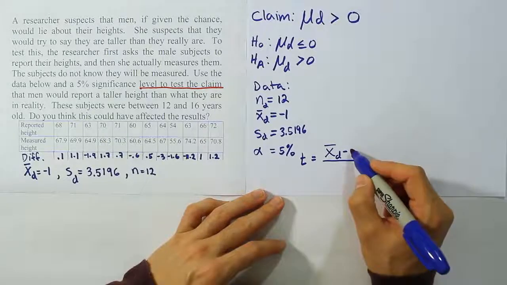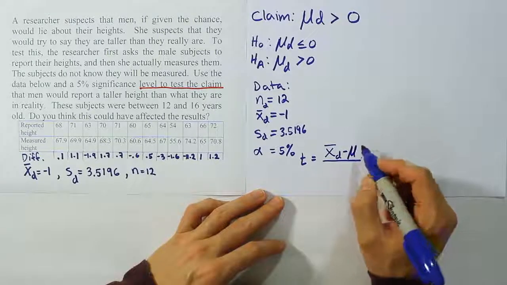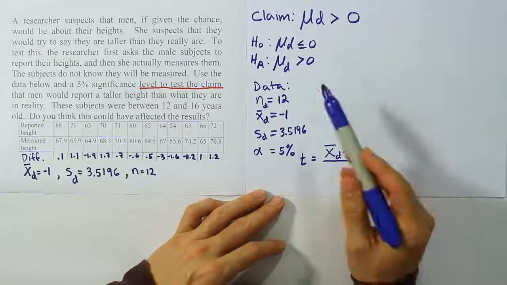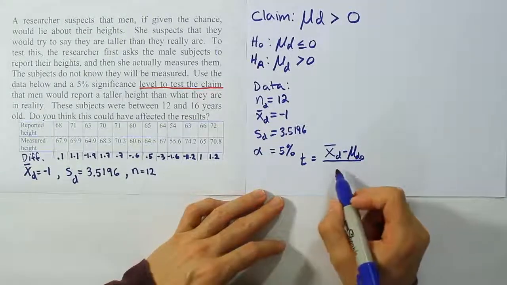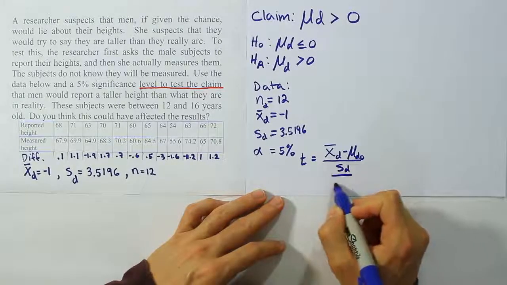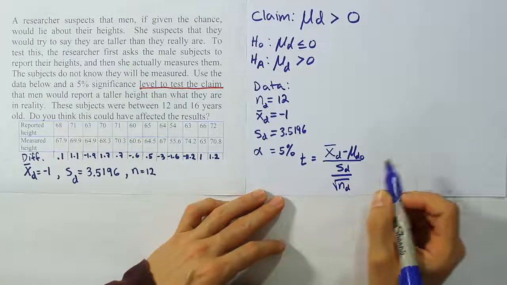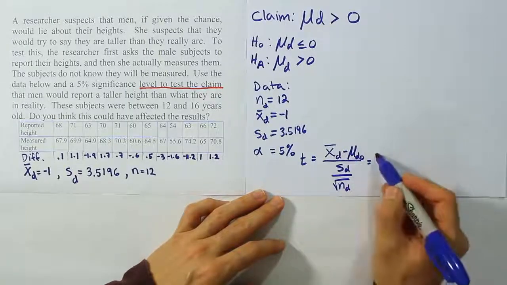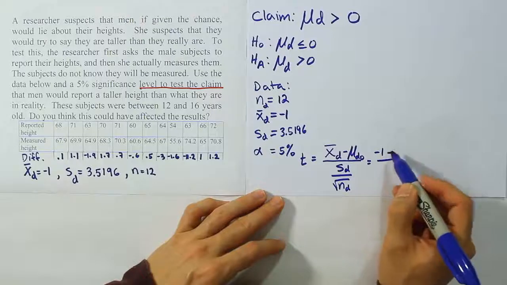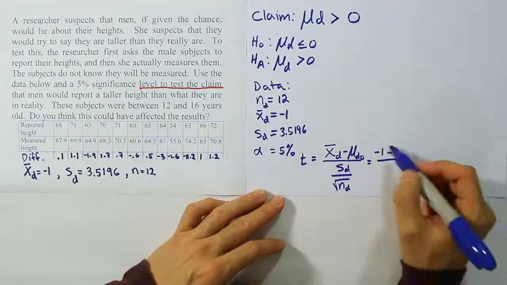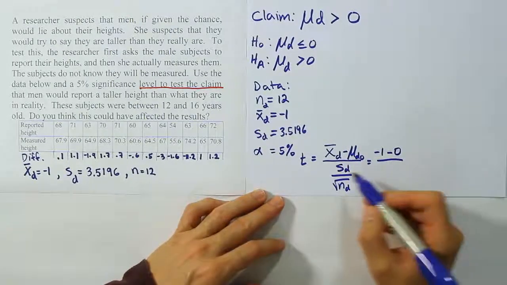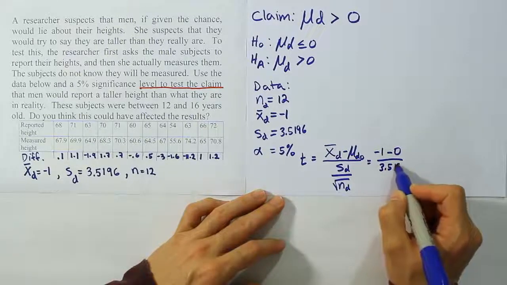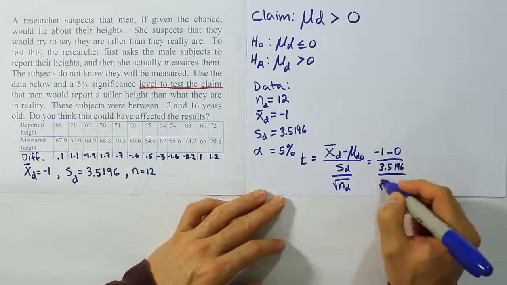So you can say that it's going to be mu sub d 0, which is the value you get from H0. And then you'll have s sub d divided by the square root of n sub d. Now, this value is almost always 0. So our x bar, of course, we plug in as -1. Then it'll be minus the value you see in H0, which is 0. Like I said, it will almost always be. The standard deviation for the differences will be 3.5196 divided by the square root of 12.